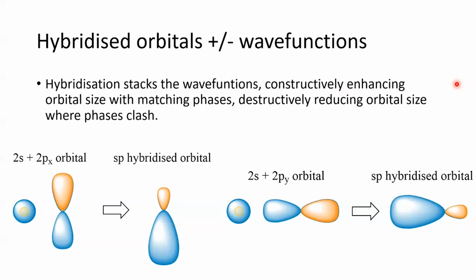Moving on to hybridizing orbitals, looking at the positive and negative wave functions. Hybridization is just what occurs when you start to stack different wave functions on top of one another. We've already talked about if you put a positive and a positive overlapping one another, they're going to constructively enhance one another, increasing the size of that orbital through delocalization. Similarly, if you overlap a positive and a negative wave function, they're going to destructively cancel each other out. So those orbitals are going to shrink in size, potentially down to zero.